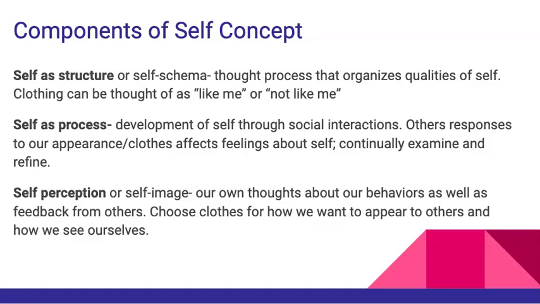Self as process. So this is the development of self through social interactions. Other responses to our appearance and clothes affect feelings about self. And this is something that you will continually examine and refine throughout one's life cycle. And self-perception: our own thoughts about our behaviors as well as feedback from others. So we might choose clothes for how we want to appear to others and how we see ourselves in the world.